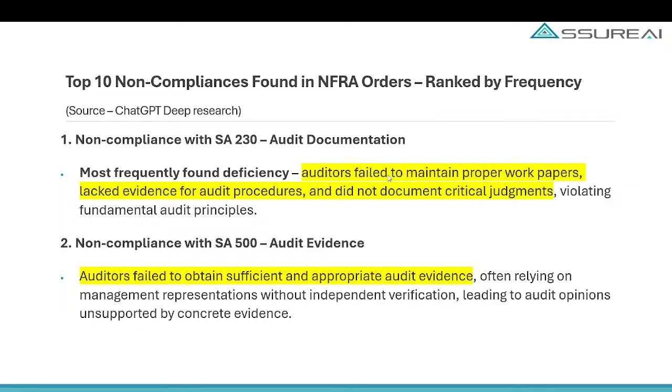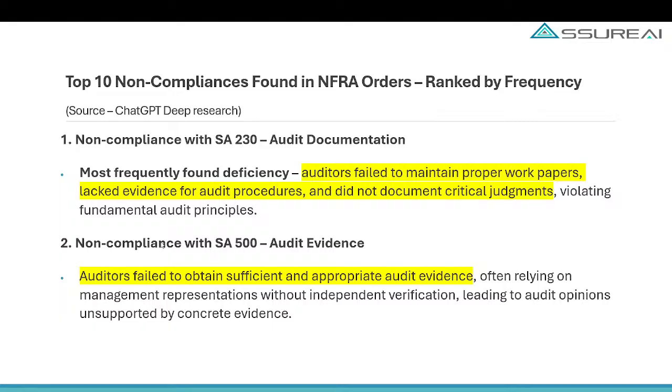Auditors failed to maintain proper work papers, lacked evidence for audit procedures, and did not document critical judgments. So this is the number one defect that is pointed out in NFRA orders. Here in Assure, you have a framework where you can maintain proper work papers. Almost the maintenance of work papers is done by the system. You have a framework where you can gather evidence for the audit procedures. So the procedures performed get logged and you can collect further audit evidence and attach it as part of your papers. And document critical judgments. So that's what we have seen in the case study. So you have a framework where you can record your critical judgments then and there, which gets documented in real time.